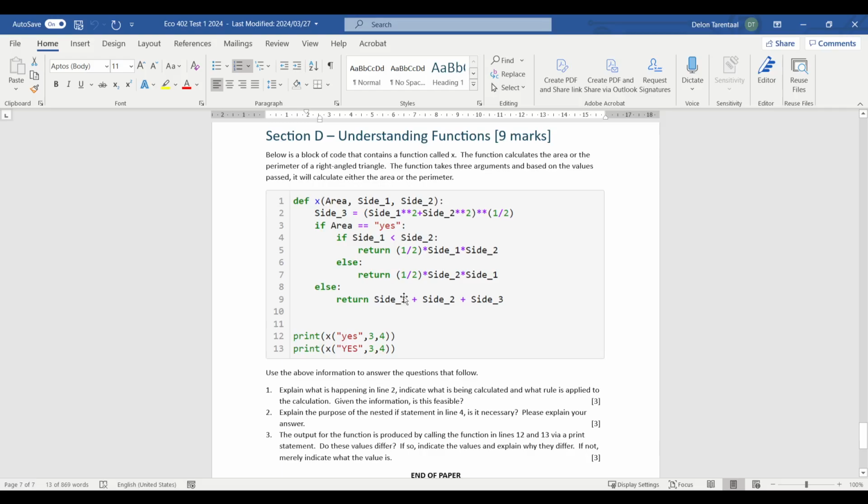Okay. So section D is similar to question A, it's just that the function is now much bigger and the amount of information you have is quite limited. So it says below is a block of code that contains a function called x. The function calculates the area or the perimeter of a right angle triangle. The function takes 3 arguments. Based on the values passed, it will calculate either the area or the perimeter, right? Based on that code, when will it calculate area, when will it calculate perimeter?